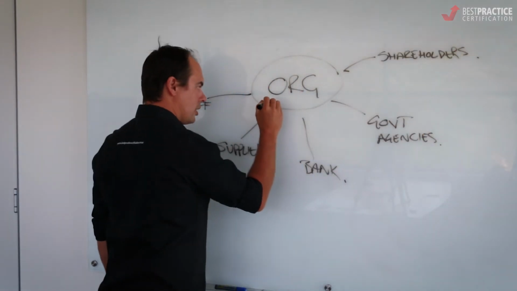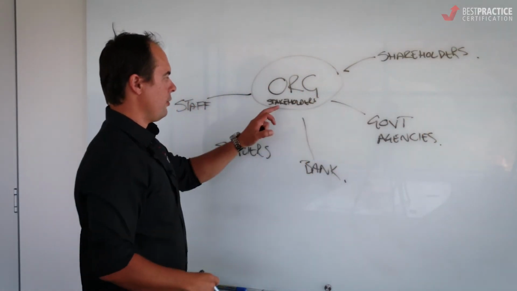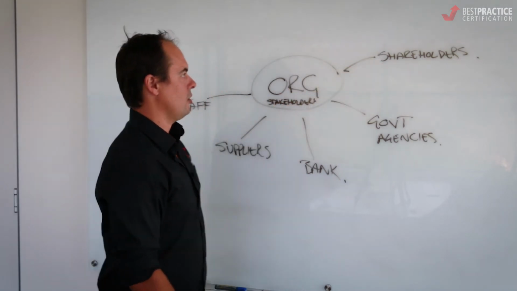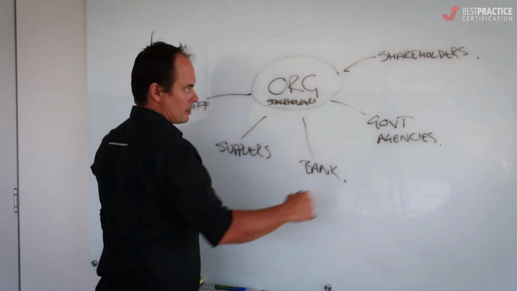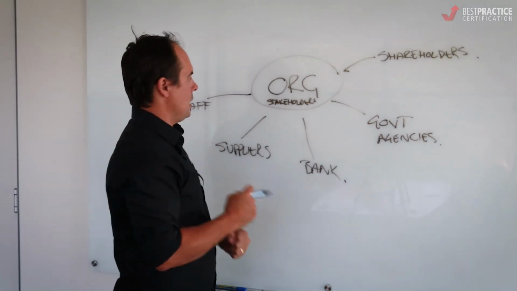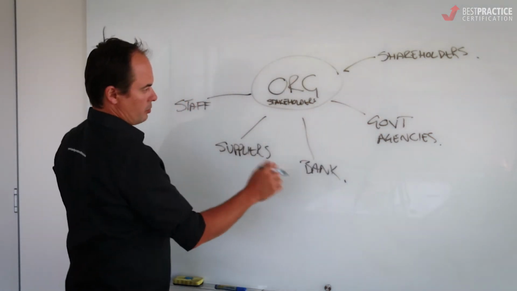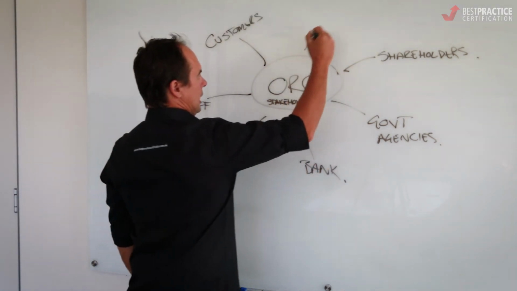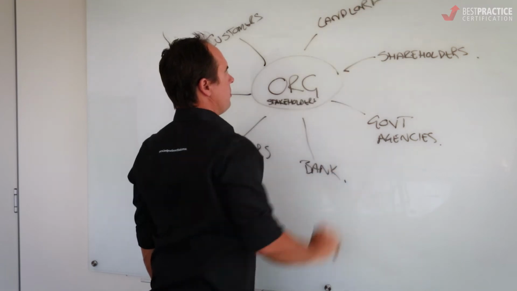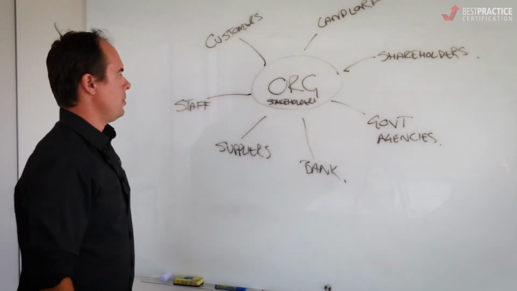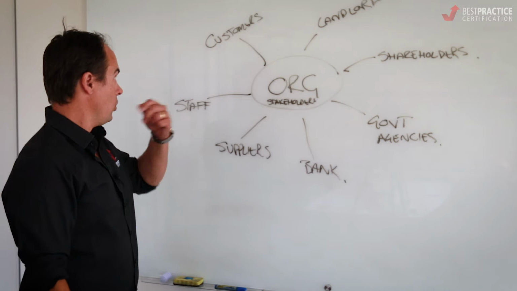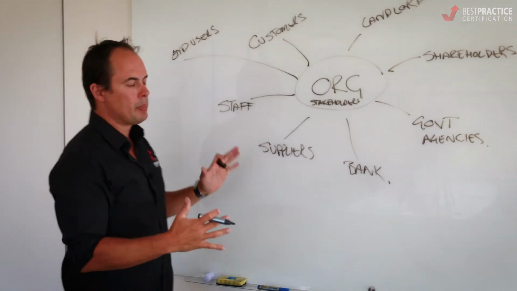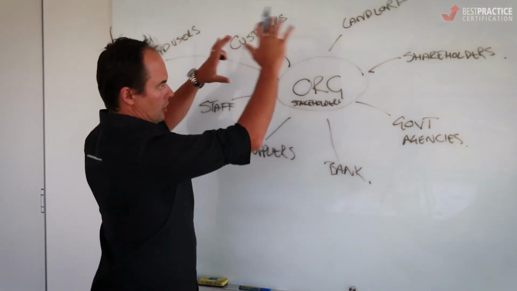Now these are stakeholders, and one of the questions we're often asked is, what's the difference between a stakeholder and a shareholder? Well, a shareholder is a stakeholder, but these are all other stakeholders. They've got an interest in this process. We've got staff, suppliers, bank, government agencies. What about customers? What about your landlord? The person that you rent the property from for your company or your organisation. What about end users? They're just some really basic examples, and you can go into a lot of depth here.